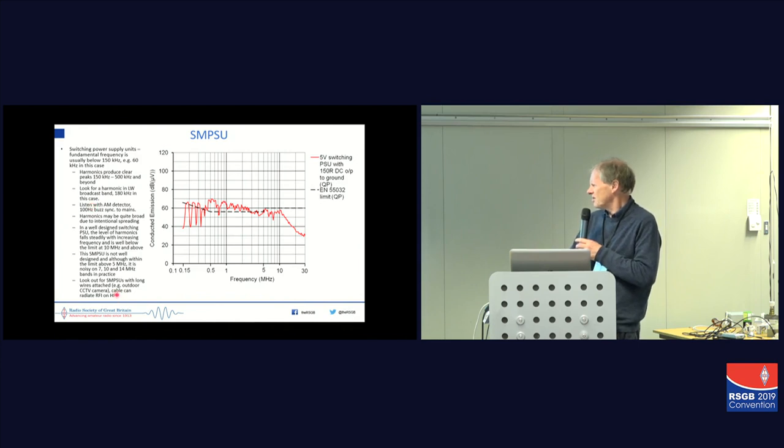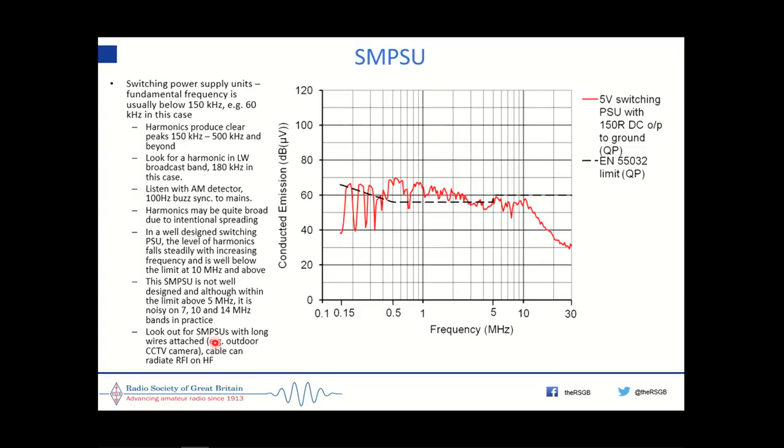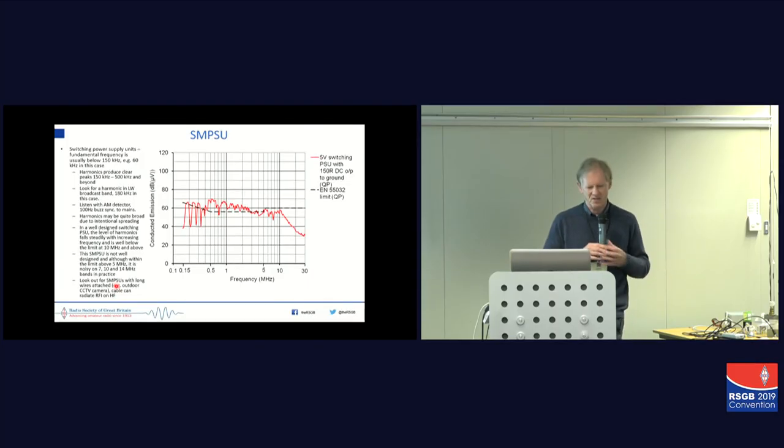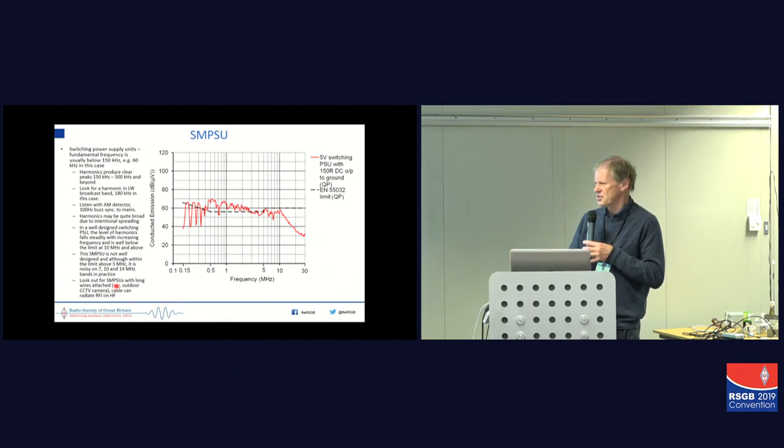And things with long wires attached. We've got one here that is used with an outdoor security camera, and we'll show you in a demo the effect of attaching a long wire to the DC output, like 7.5 meters, compared to, say, something like a mobile phone charger, which is just a meter or so. Okay.